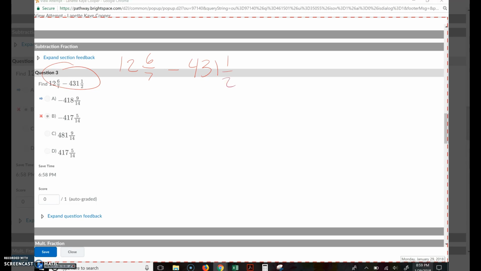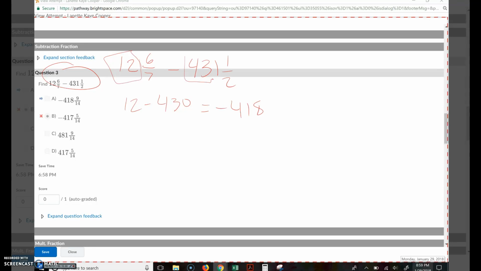Okay, so first, what I did is I took the 12 minus 430 because I want to leave more than 1 left behind. So let me just show you here. So I did 12 minus 430, and I forgot what that was, but let me do it on my calculator. 12 minus 430. That was negative 418.